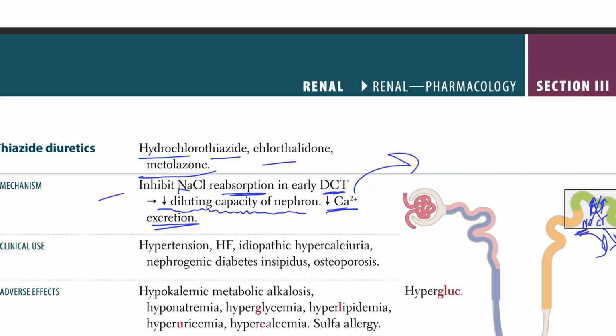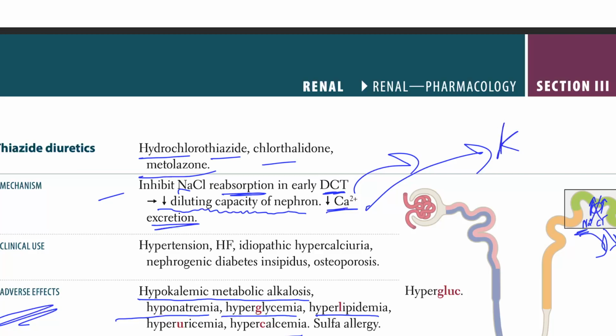So let's read. Adverse effects: hypokalemic metabolic alkalosis, hyponatremia, hyperglycemia, hyperlipidemia, hyperuricemia and hypercalcemia, and sulfa allergy. So the mechanism behind all of these adverse effects is simple. There's one other mechanism, I think it was the potassium.